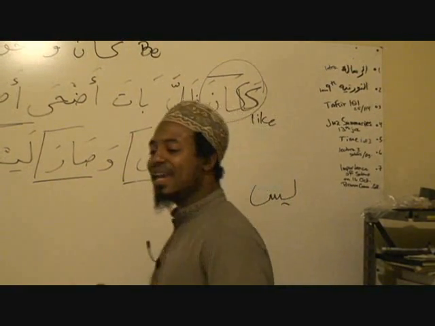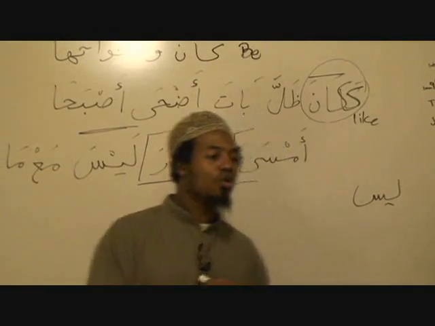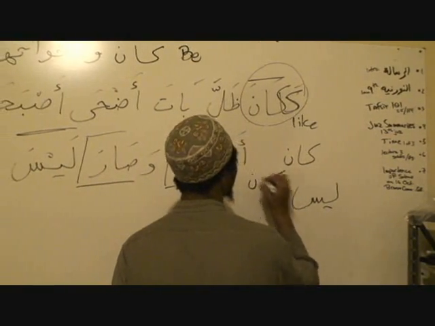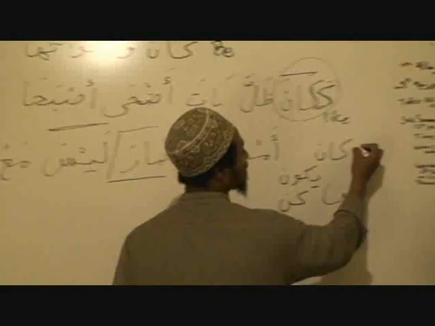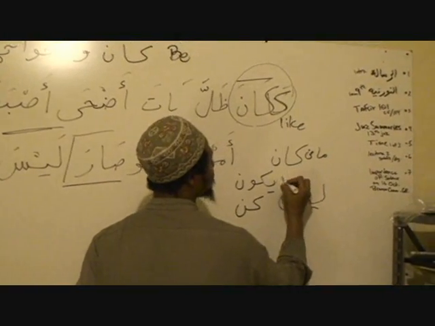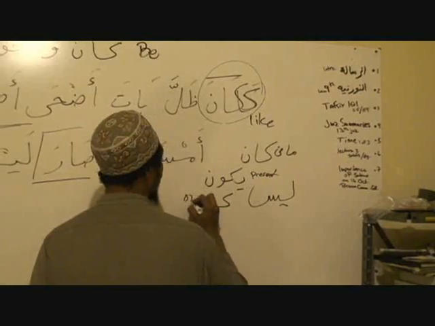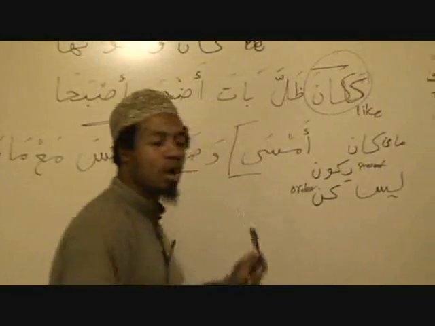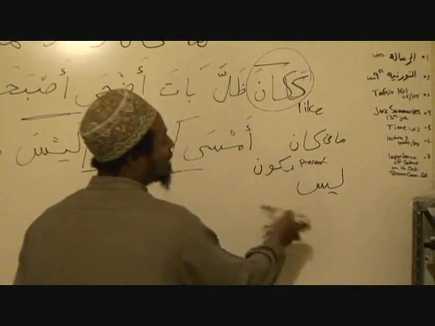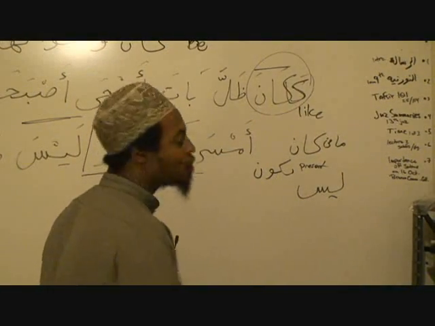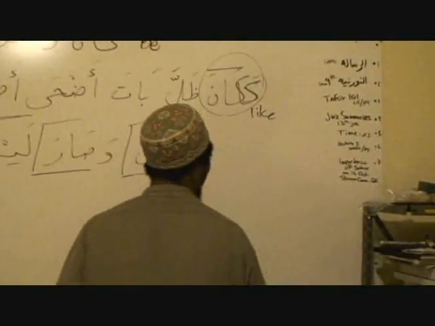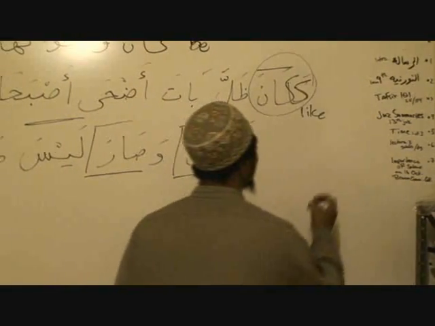Laysa only comes in the madi, meaning, for example, you say kana, yakunu, kun. It goes three ways. This is madi, which is past, right? This is present tense, which is mudari, right? And this is an order. However, with laysa, there is nothing but laysa. It's only going to be in the madi. You can't say laysa in the present in any other way. You can't say yalyesu. It's only laysa, laysat, laysu. It's only in the past tense that you see the word laysa. So for that reason you only have it in that form. What's your question, Umayyub?